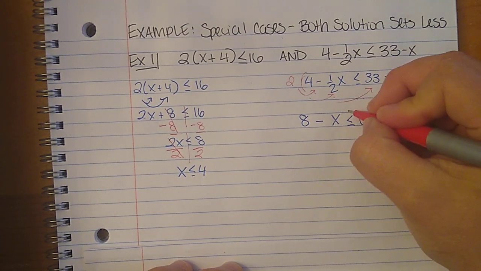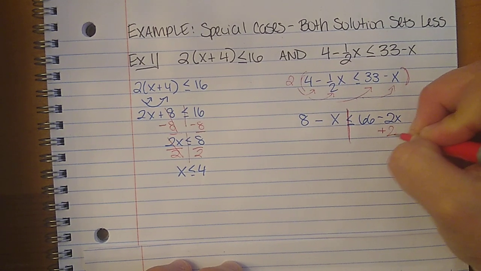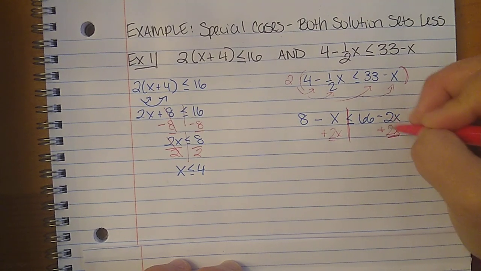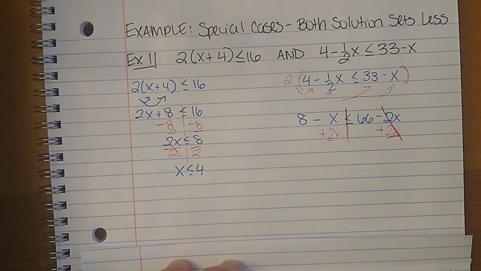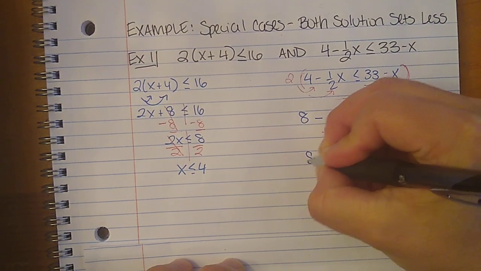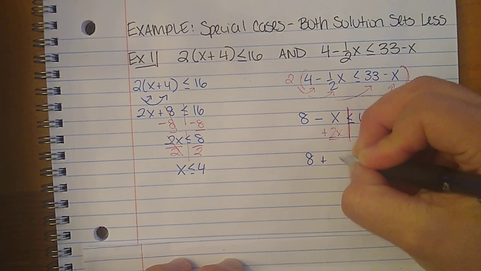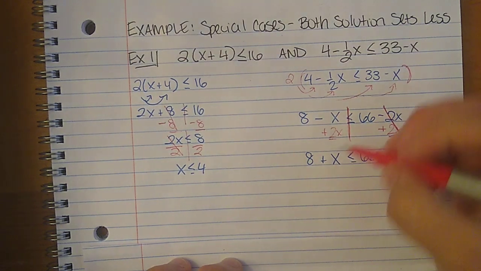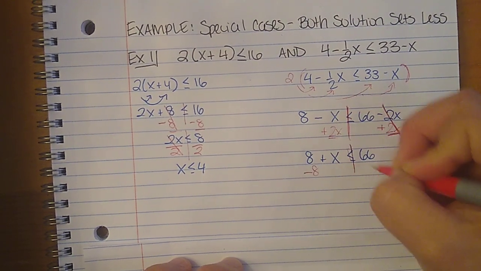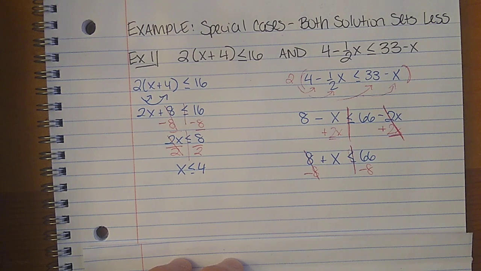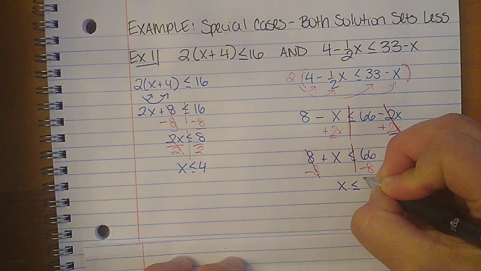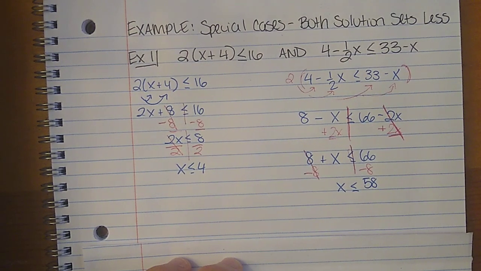Now it's just a matter of combining like terms, in this case across the inequality. Since we have the variables on both sides of the inequality, I'm moving the negative 2x because it's actually smaller, because it's negative. So that will give me 8 plus x, because negative x plus 2x is x, is less than or equal to 66. I subtract my 8 from both sides of my inequality to solve for x. The value of x here needs to be less than or equal to 58. So those are my two inequalities.